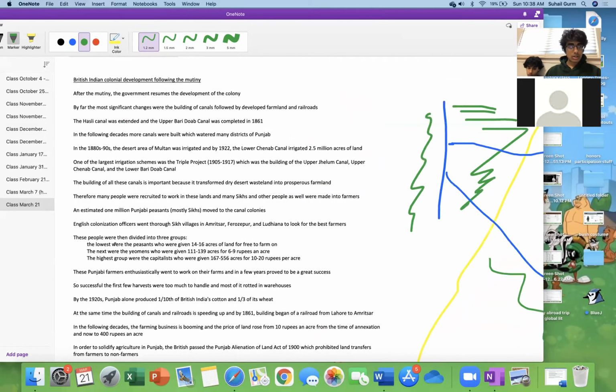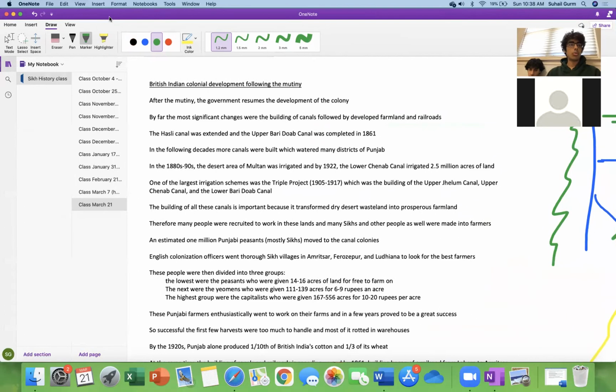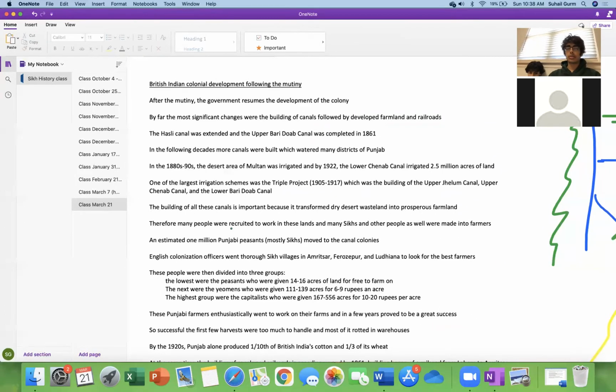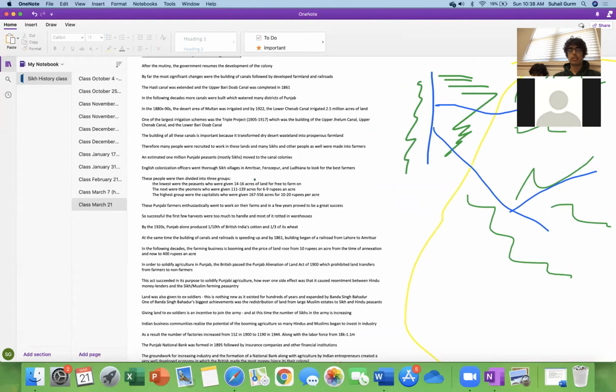Good. Alrighty. And of course, now these areas where it used to be dry and now it's more watery from the canals, a lot of times you refer to as the canal colonies. A lot of the areas that were developed as a result of the canals. Right away when they started building it, it's estimated that about 1 million Punjabi peasants, mostly Sikhs, moved to the canal colonies to work the land there. So these canal colonies are extremely important, and a lot of it is pretty much the birth of Punjabi farming right here.